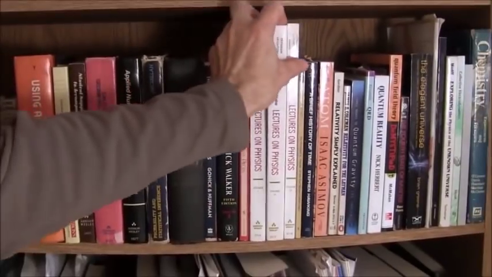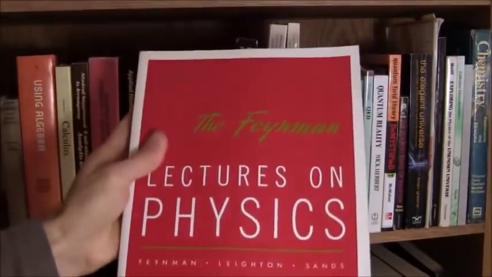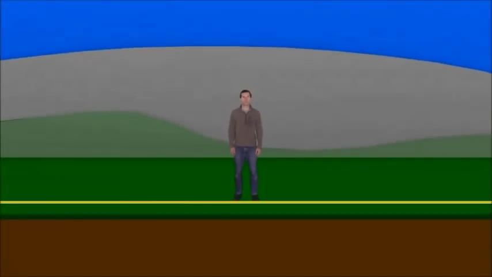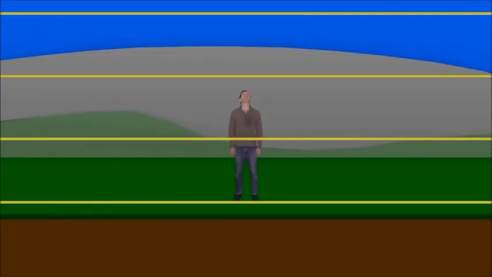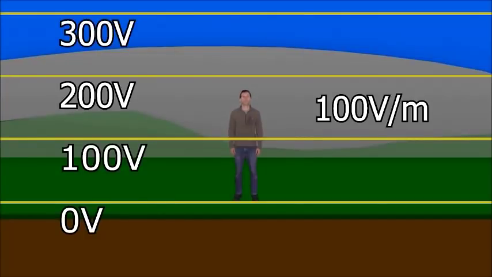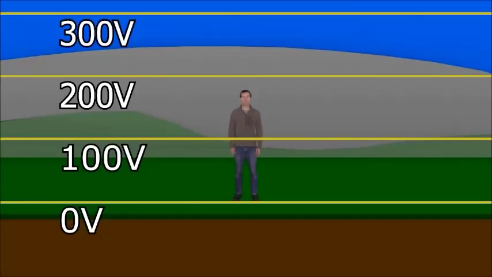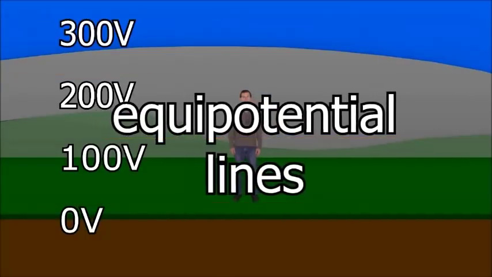Much of the following explanation is adapted from Nobel Prize-winning physicist Richard Feynman's lecture on physics, a section called Electricity in the Atmosphere. For every meter you go up in the air, the voltage increases by around 100 volts, or we could say around 100 volts per yard.